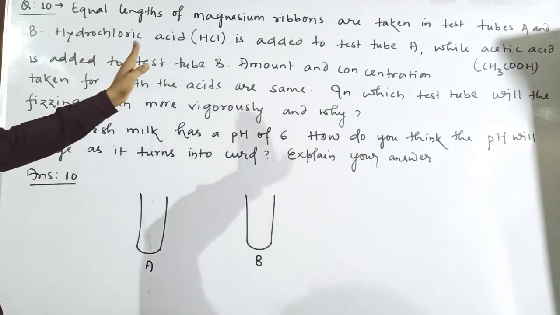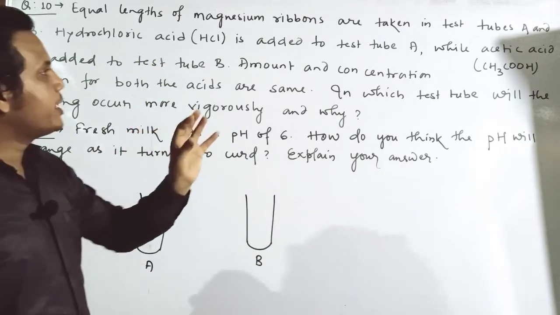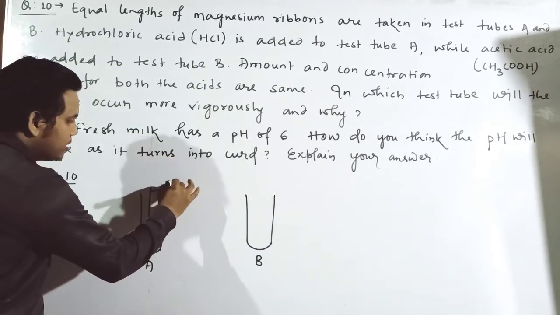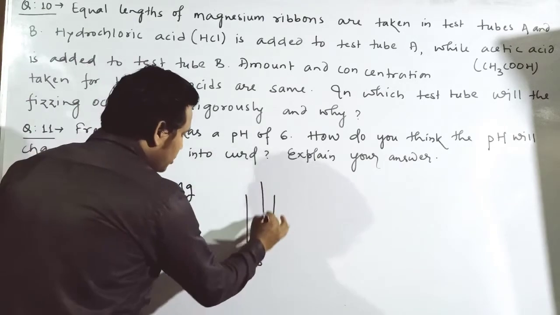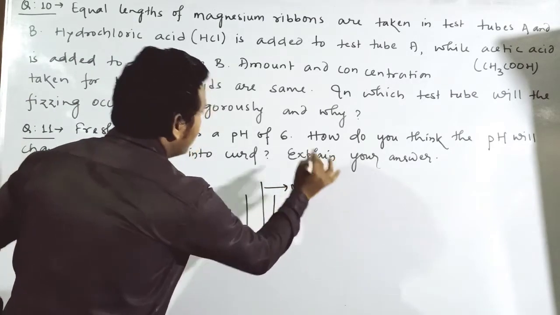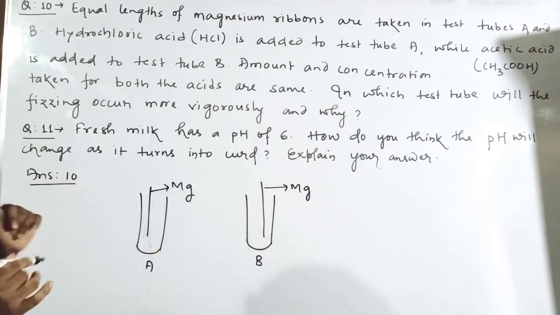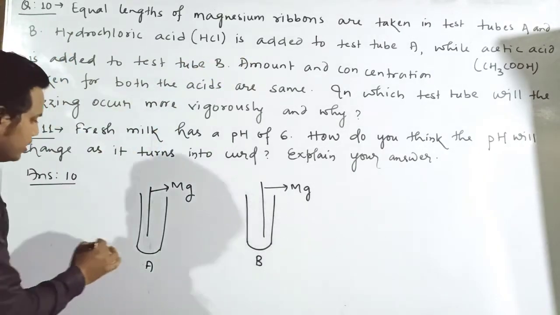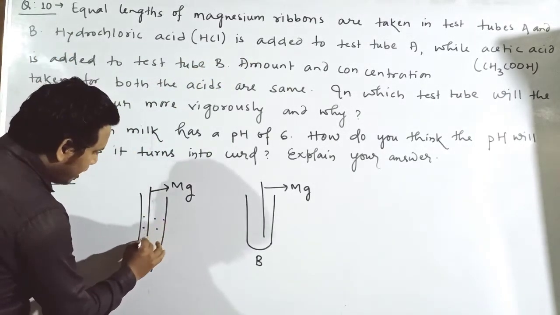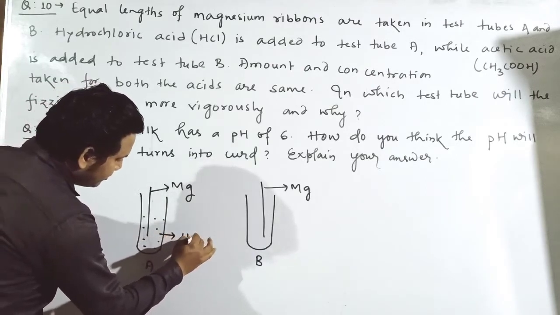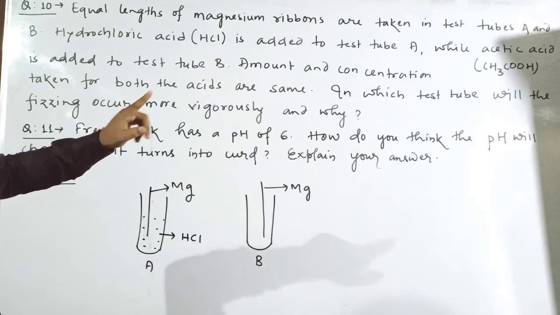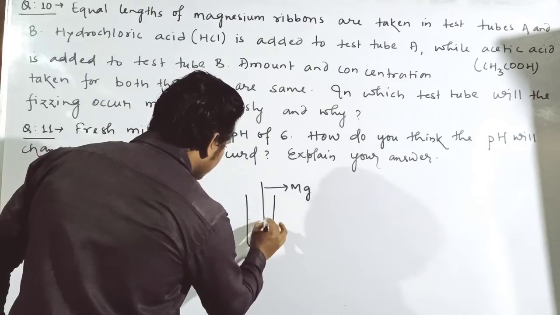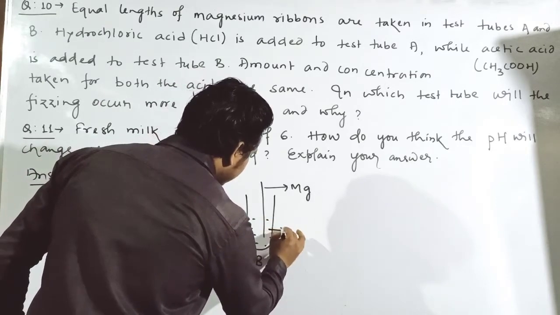So equal lengths of magnesium ribbon are taken in test tubes A and B. Here magnesium ribbon is there, and also in test tube B magnesium ribbon is there. What is given? Equal length. Hydrochloric acid is added to test tube A, while acetic acid is added to test tube B.